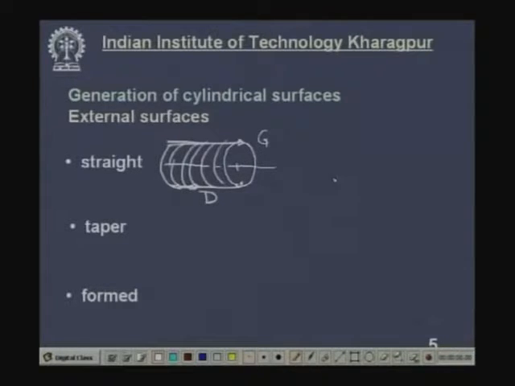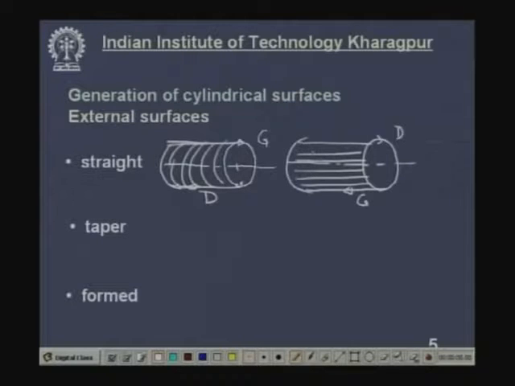Another method: we can take a simple straight line, say this is the generatrix, and now this straight line will be rotated about a parallel axis. It will be rotated about this axis like this, and this is the direction along which this straight line will be rotated. What will be the result? This straight line rotating about this axis will produce this cylindrical surface. This will be straight because the straight line taken as generatrix is parallel to the axis. Now, taper.